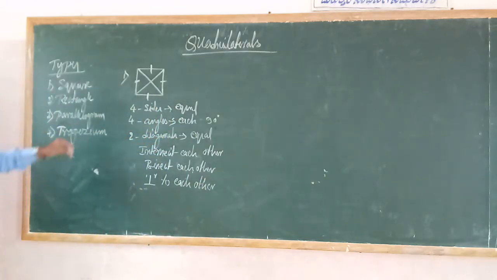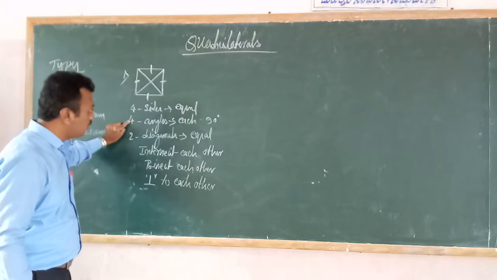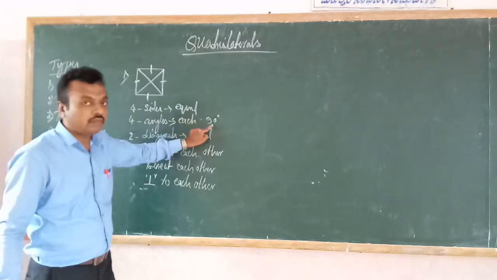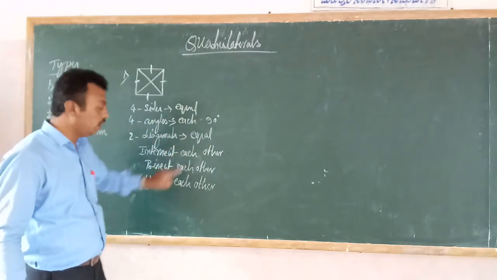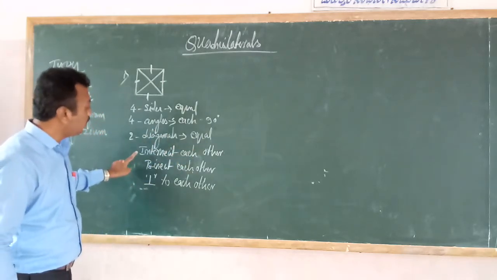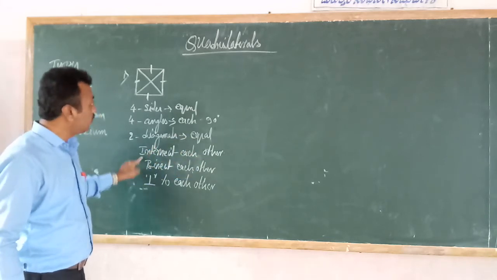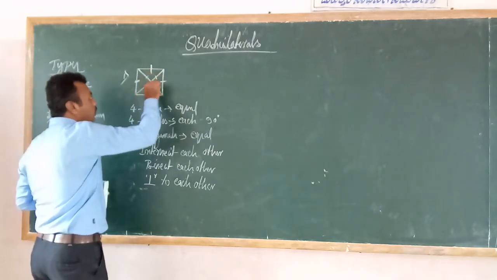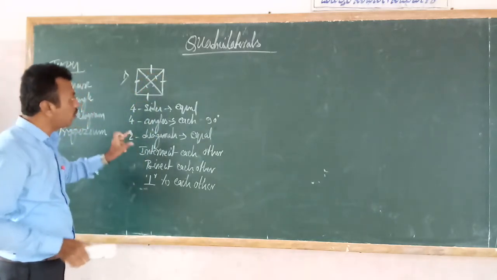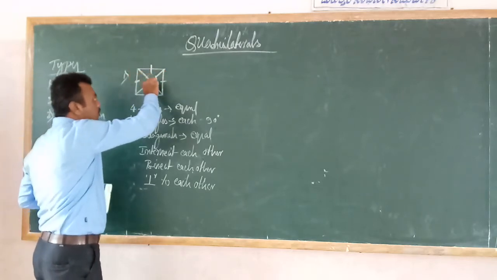See, in a square, all sides are equal. The four angles are also equal. Each angle is 90 degrees, and there are two diagonals. The two diagonals are also equal, and the diagonals intersect each other. What do you mean by intersect? They cross each other. And then bisect each other. You have to cut it in half. See, for example, this is 6 centimeter, and this is also 6 centimeter.